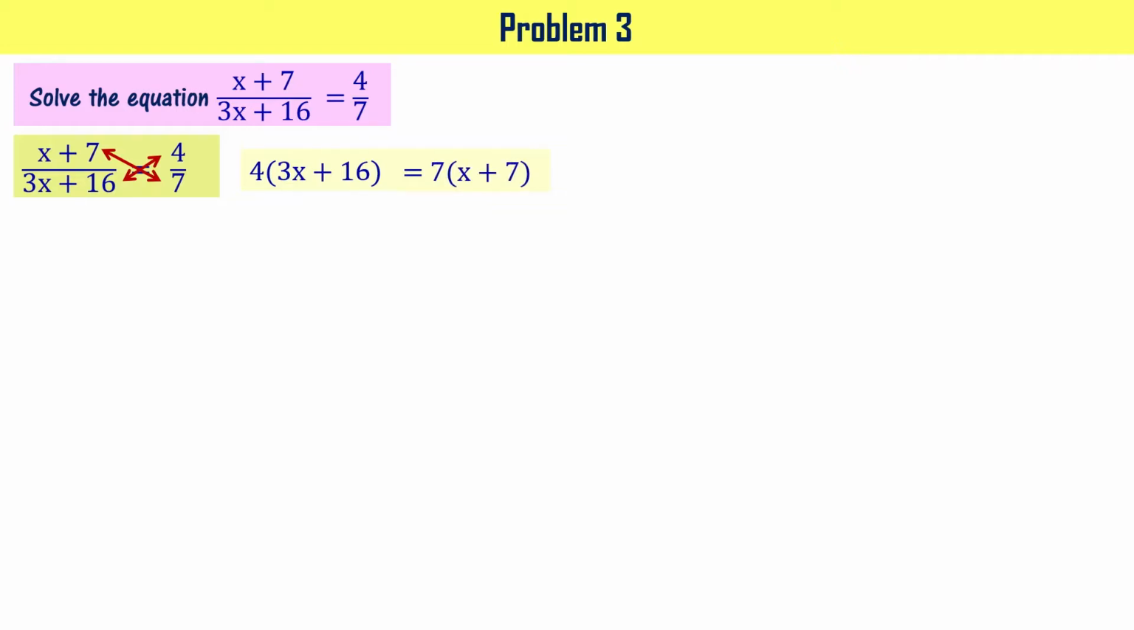Now you have obtained a linear equation. Before saying that, let's multiply. This is 4 times 3x, this is 4 times 16, and 7 times x, and 7 times 7, right? Let's write that. 4 times 3x is 12x, 4 times 16 is 64, and 7 times x is 7x, and 7 times 7 is 49, right?